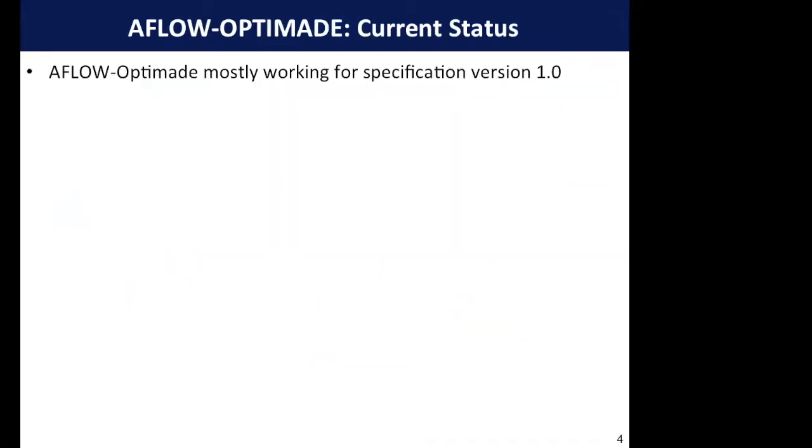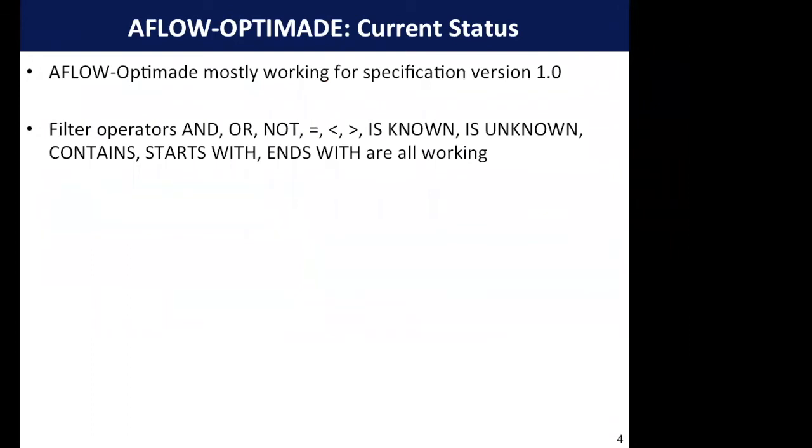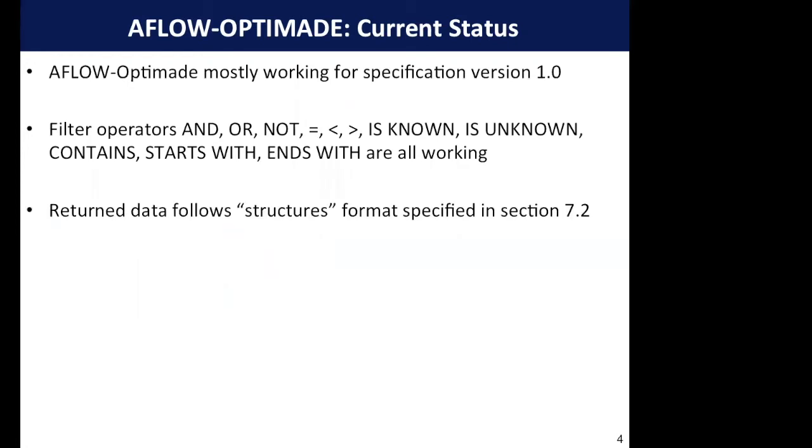And this is pretty much working now for version 1.0 of the specification. I'll talk a bit more on a later slide about what's not working. But what things are working, so all these new filter operators, and, or, not, equals, less than, greater than, is known, is not, is unknown, etc. These are all working as far as we can tell. So far, we've basically just implemented, we haven't called it the structures endpoint. We're a bit unsure about some of the details on this. But what we do is we return the data. So far, the data we return always just follows the structures format as specified in section 7.2 of the specification.